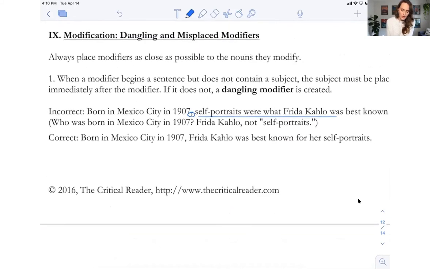So here, self-portraits comes right after that comma. So we need to make sure that what came before the comma actually modifies it. So born in Mexico City in 1907, we don't really say that self-portraits are born, right? That does not make sense. So we want a person right after that comma. And if you're able to recognize that right off the bat, you don't even have to read through all of the content for each answer choice, and you can save a lot of time and just energy.